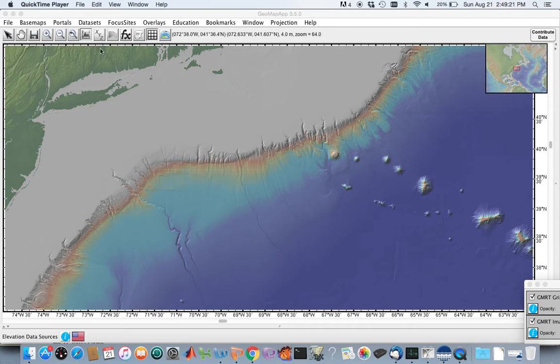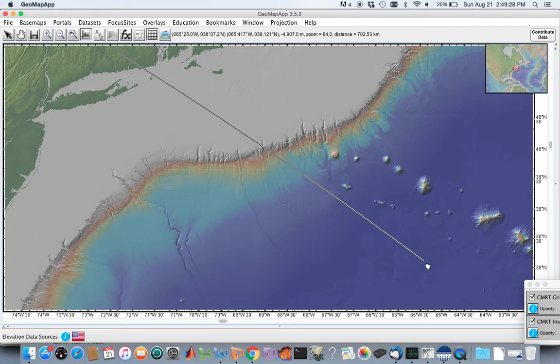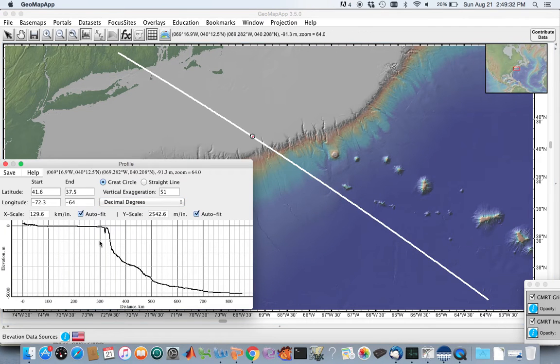So let's look at a profile of the elevation of a continental margin. Okay, so here it looks to be Connecticut into southwestern Rhode Island. So it's above sea level. Up here you can see the elevation. Positive means above sea level, negative means below sea level.